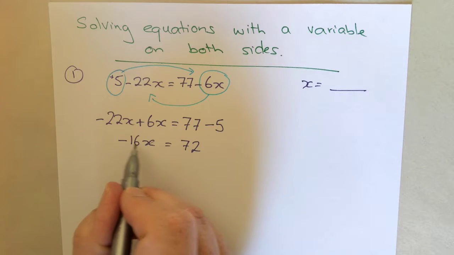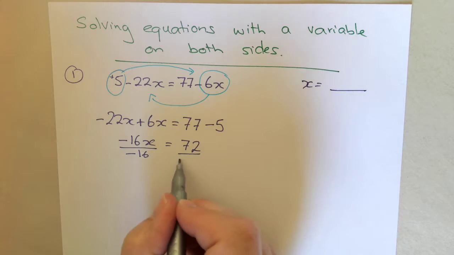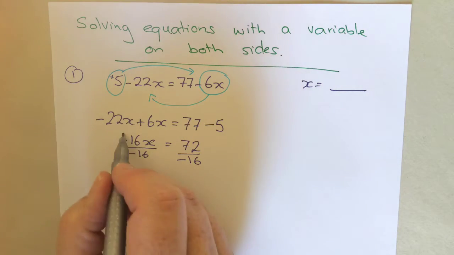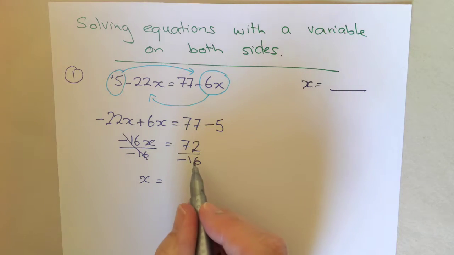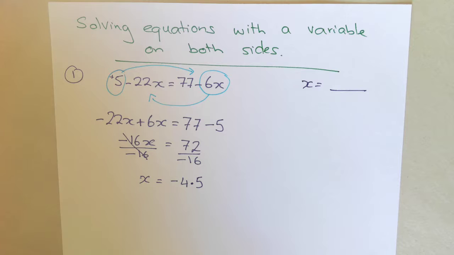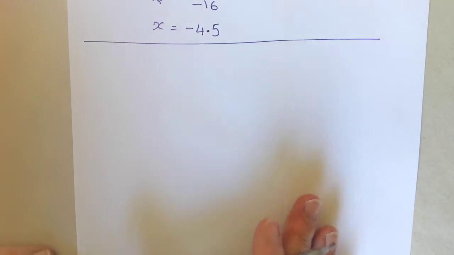So the opposite of multiplying by negative 16 is dividing by negative 16. So I'm going to divide both sides by negative 16. These ones will cancel to leave me with an x on the left, and 72 divided by 16 is 4.5, and I've got a negative there, so I need to leave a negative in my answer. Okay, so that's example number 1. Now let's have a look at example number 2.